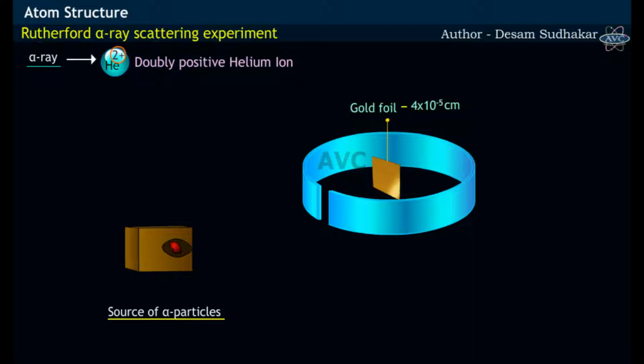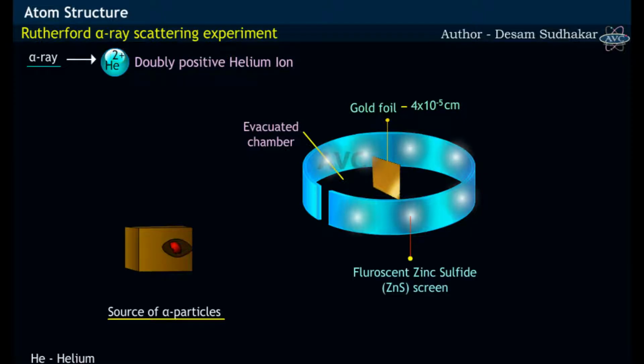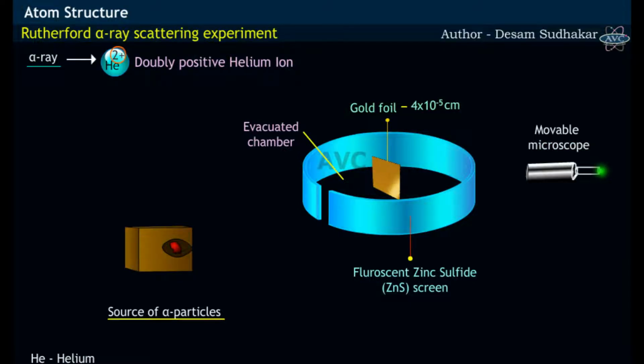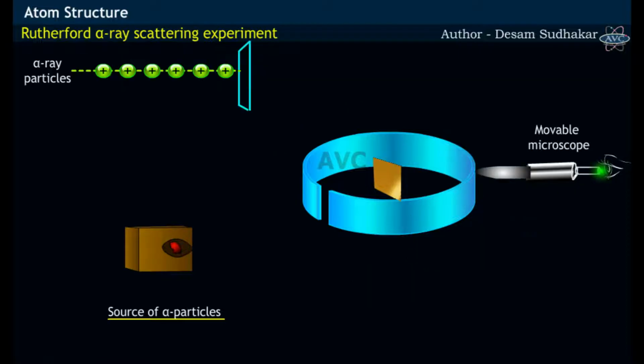A thin gold foil of thickness 4 × 10⁻⁵ centimeters is placed in the center of a vacuated chamber, which is surrounded by a fluorescent screen made of zinc sulfide. A movable microscope is arranged outside the zinc sulfide screen in order to see the light flashes or scintillations. The alpha particles, being positively charged, cause scintillations on striking the fluorescent zinc sulfide screen.